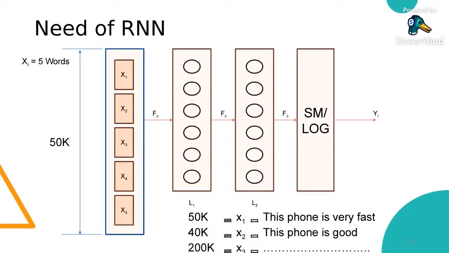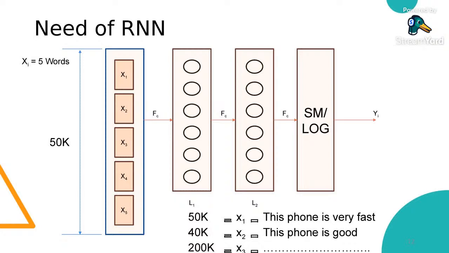Why are we going for the RNN approach? If you have 5 words, each is represented with 10k dimensions, so in total it would be 50k. You have a fully connected network, and at the end you have a classifier like softmax or log loss or whatever you have.